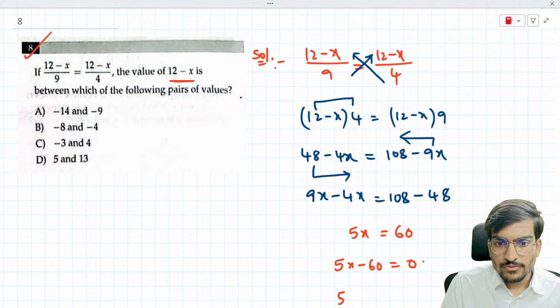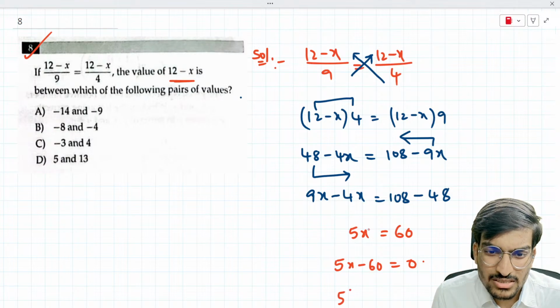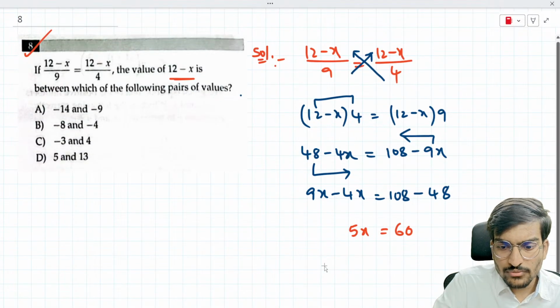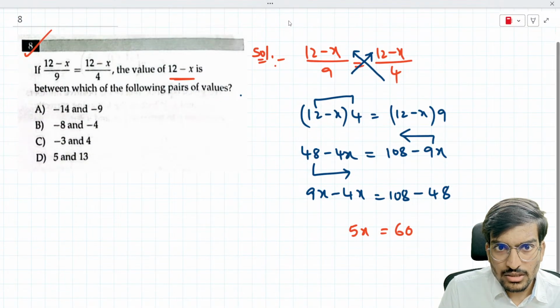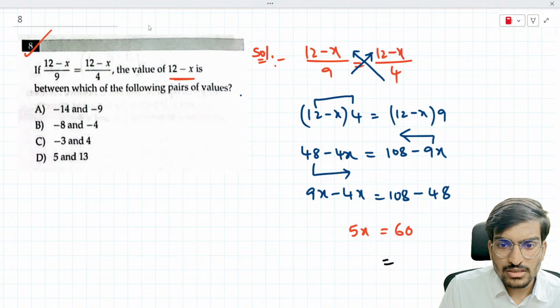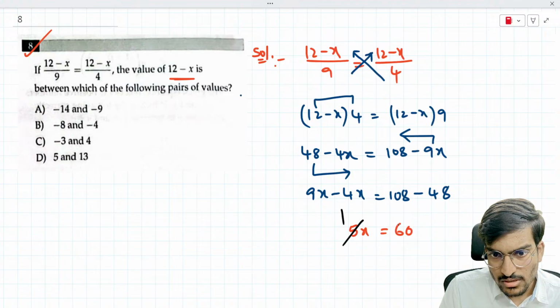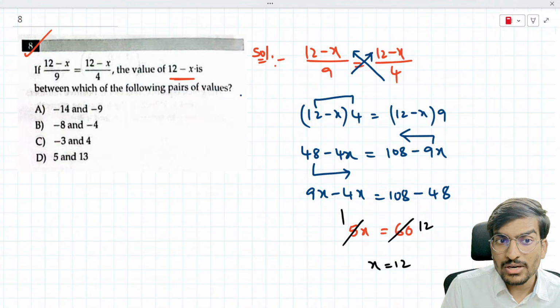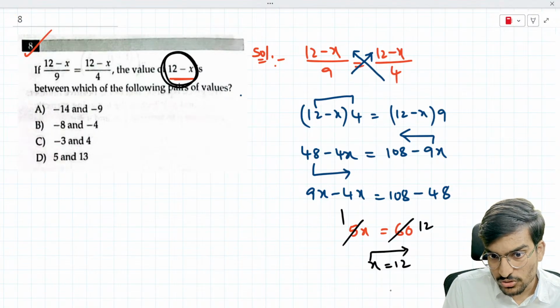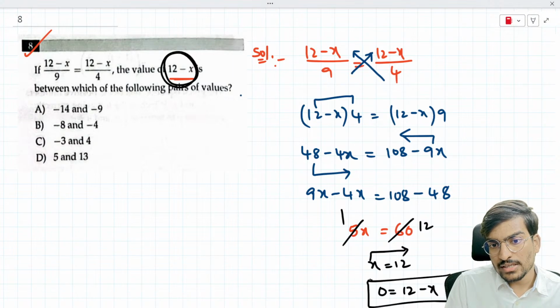We can take 5 common out of this. I'm just trying to do it in a way so that I can get what I need. Or else we can directly cross out the 5s. So we have x equals 12, but we need 12 minus x. So I transpose x to the other side, and that's 0 equals 12 minus x. So we got the value of 12 minus x as 0.